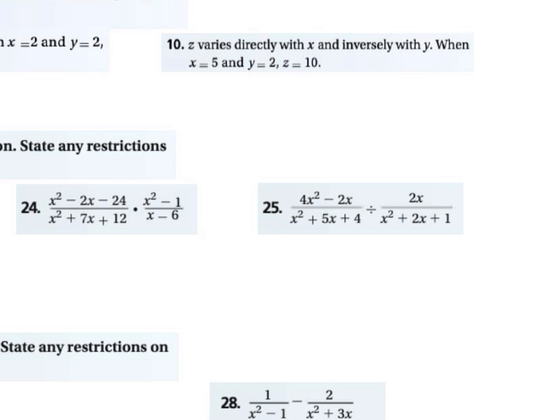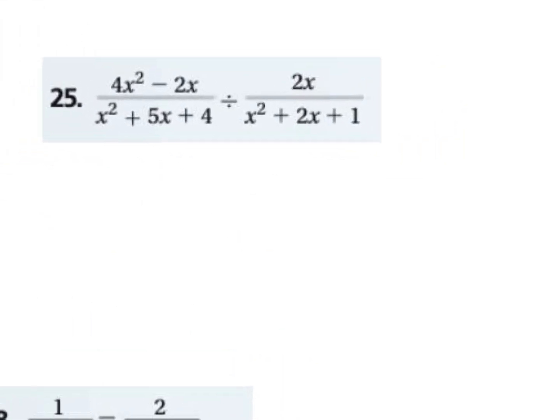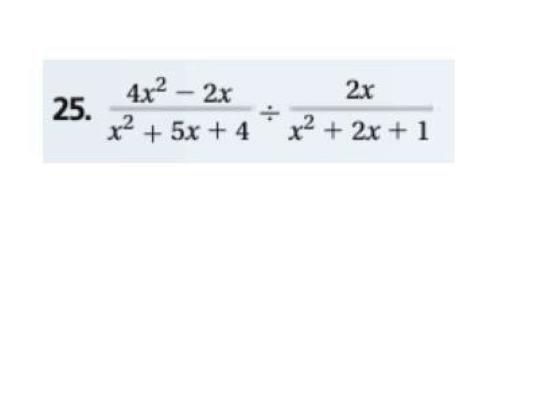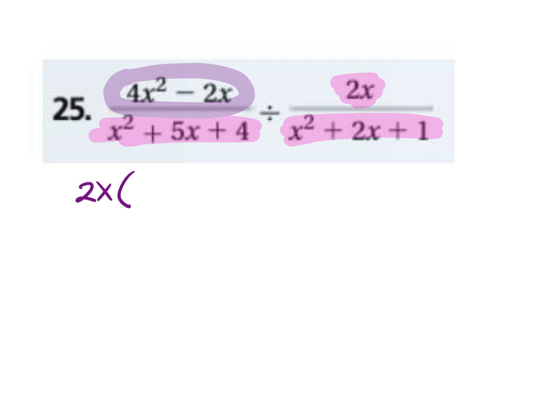Okay, so 25, it says to state restrictions. Do you remember where your restrictions will come from when there's division? Yep. It'll be from all of that. So the only one you don't state restrictions on is the top left, okay? Because we are dividing, we're gonna multiply by the reciprocal, but we're gonna factor as we go. So how do you factor 4x squared minus 2x? Take a 2x out, and you're left with 2x minus 1.